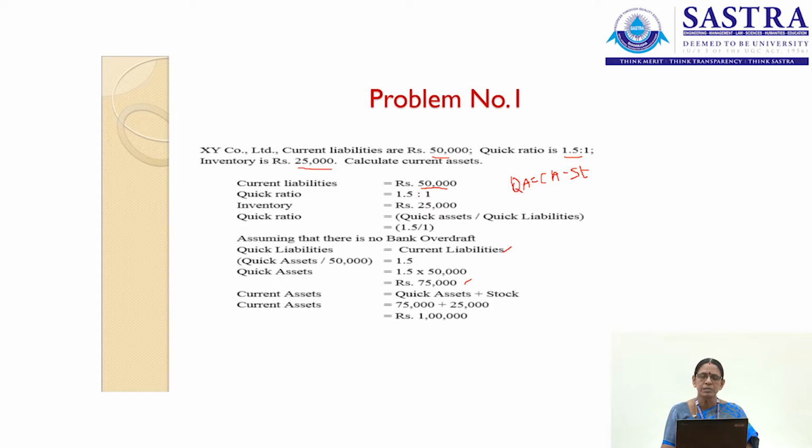Now what is your current assets? Quick assets plus stock. So we have found out your quick assets and the inventory is given in the problem. So we are adding the stock. So we get current assets. That is your 1 lakh rupees. 75,000 plus 25,000. So with the current liabilities, with the application of quick ratio, we are able to find out the quick assets. So with the quick assets, we are finding out the current assets, having the inventory in the problem.